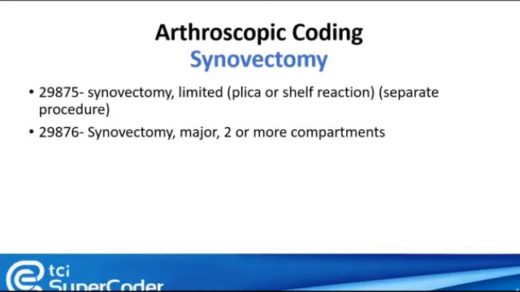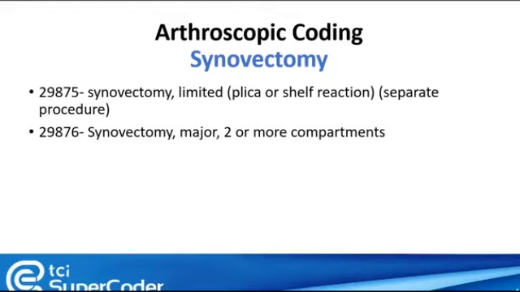CPT code 29875, Synovectomy, limited, 1 compartment. CPT code 29876, Synovectomy, 2 or more compartments. CPT code 29875 is considered a separate procedure code.